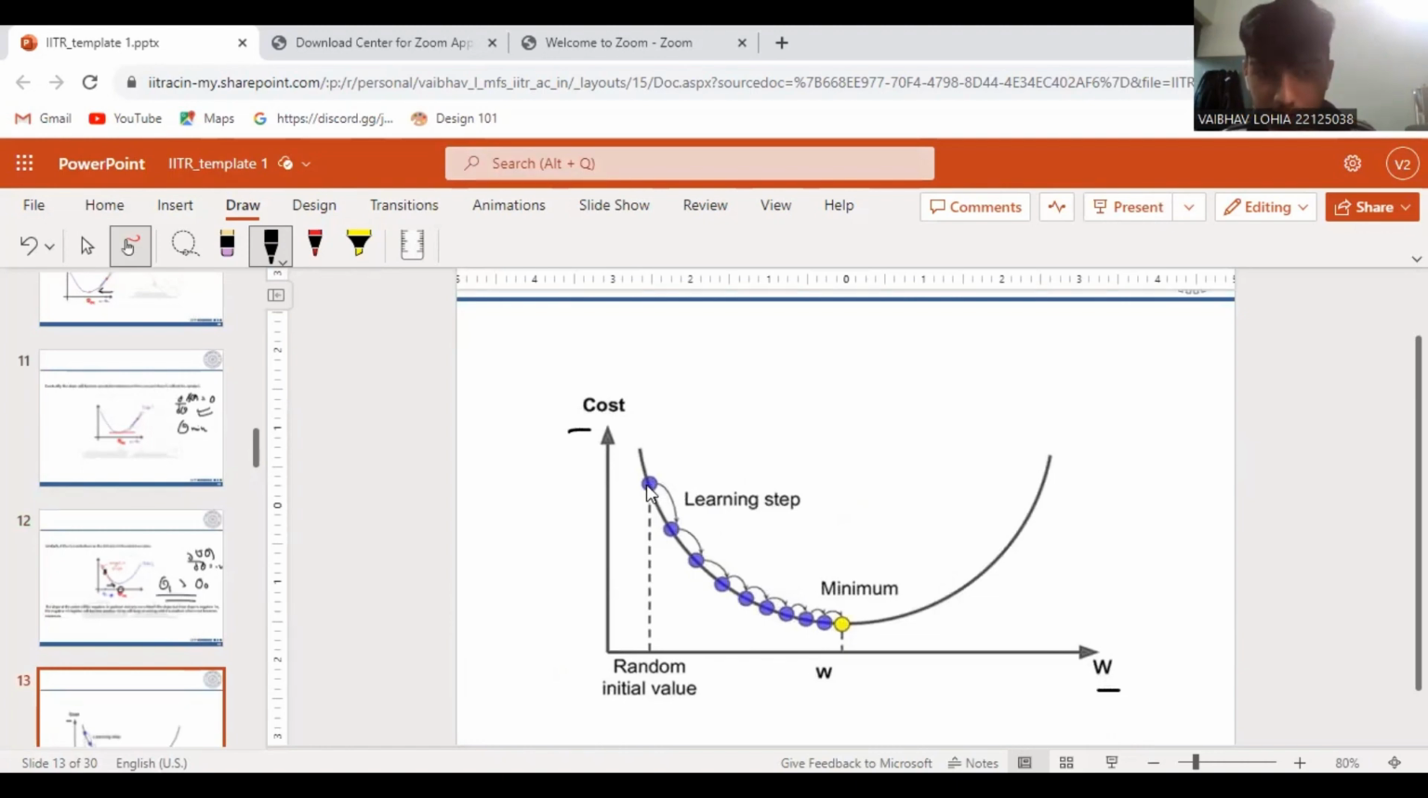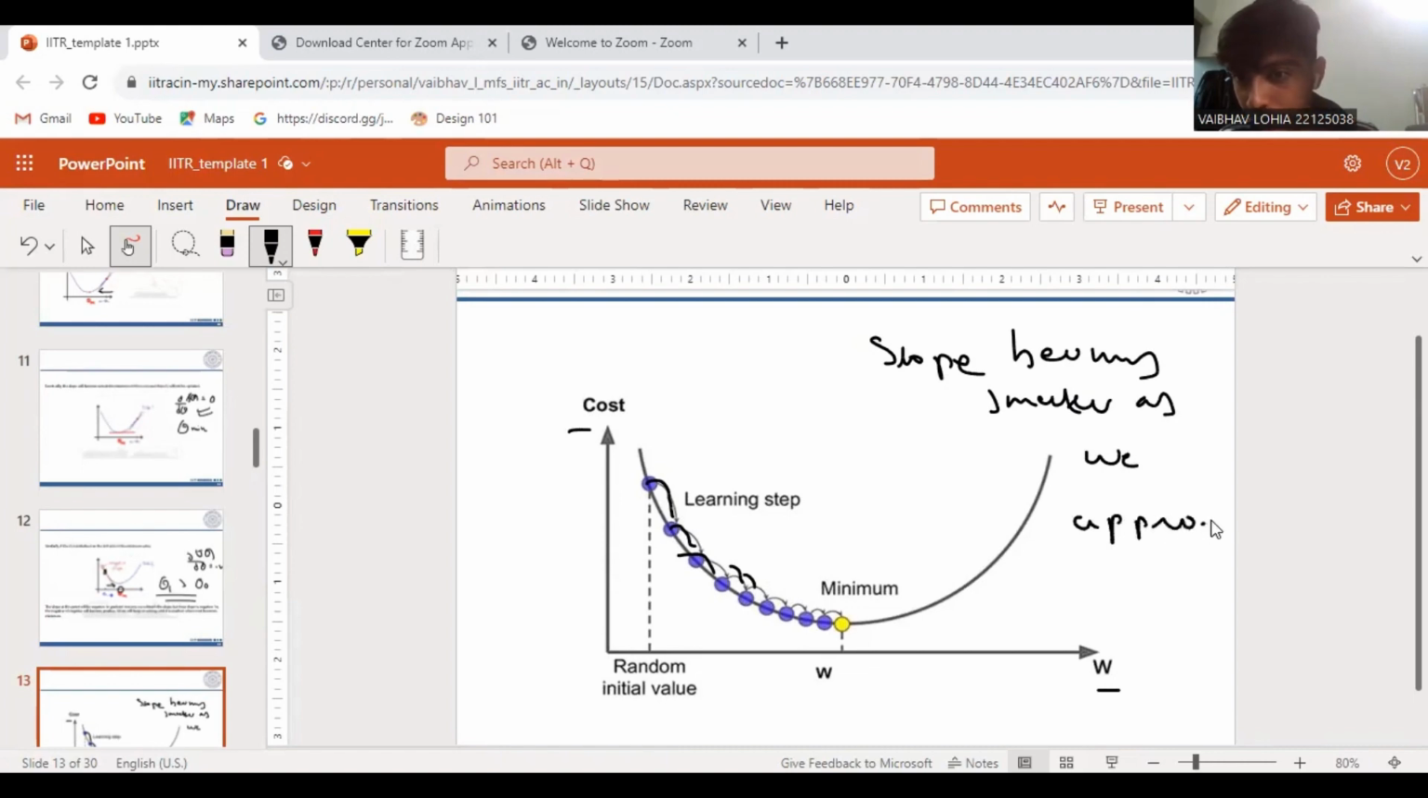Here, as we approach the minimum, our steps become smaller and more concise. This is because the slope becomes smaller as we approach the minimum.